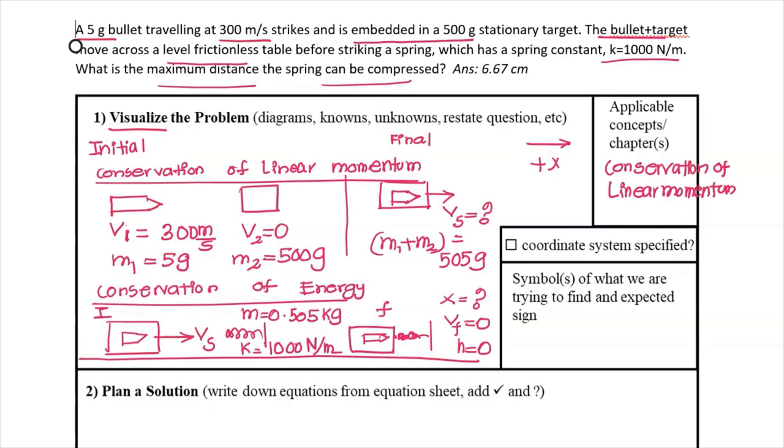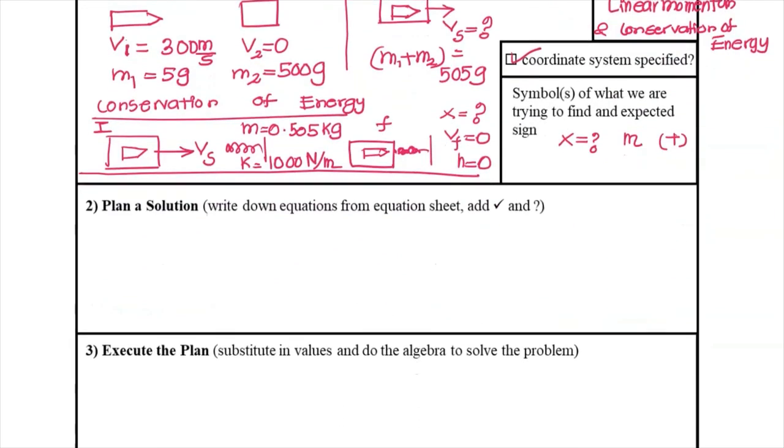So have we specified the coordinate system? Yes, we have specified the coordinates. I have taken right as positive. I just wanted to mention this. I have already shown the height equal to 0 level on my conservation of energy diagram, and we are trying to calculate x, and it's measured in meters.